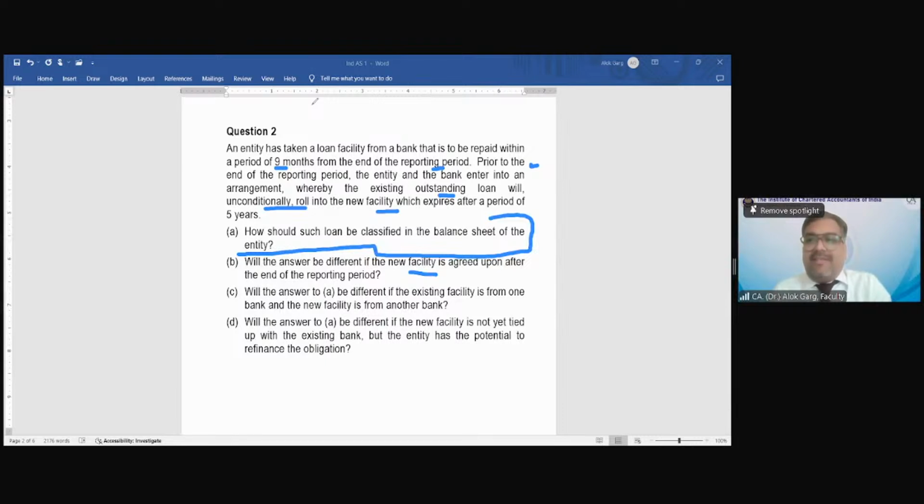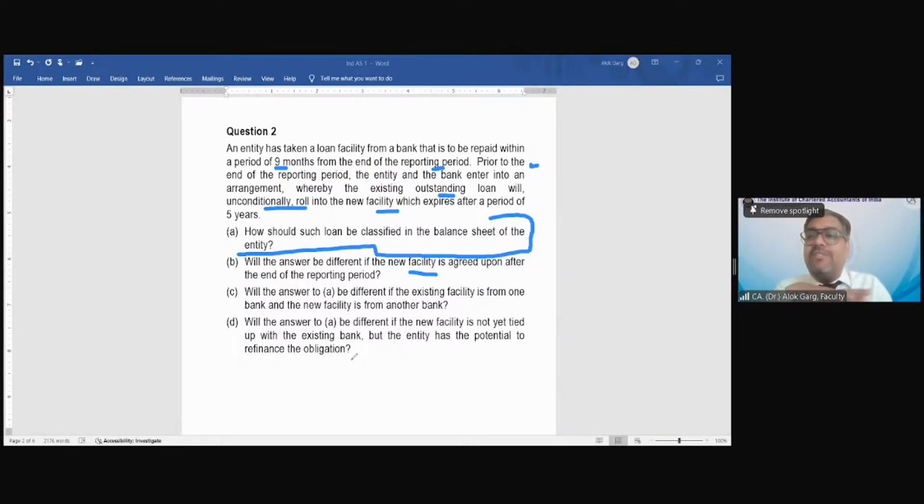So what is the answer? Whether it should be current or non-current? It will be current then. Why? Because you have to see on the reporting date whether you have an unconditional right to defer the settlement after 12 months. So if it is yes, then it is current. So if it is yes, that you have an unconditional right to defer the settlement after 12 months, it is due to be settled after 12 months, then it has to be non-current, otherwise it is current.